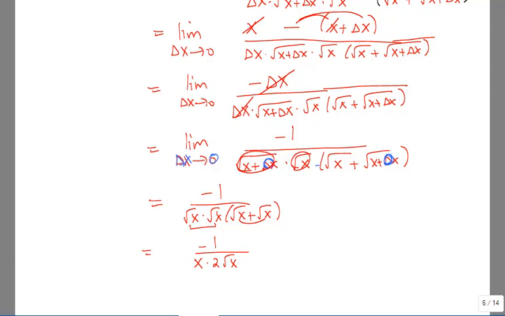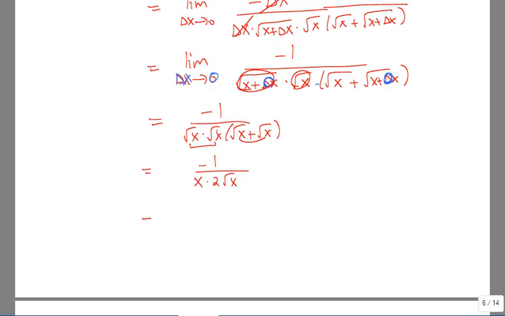And if you just want to make it a tiny bit neater, you don't have to do this, but you could put that 2 out front and make it negative 1 over 2x root x. You could even rationalize that denominator by multiplying the top and the bottom by square root of x. That's totally up to you. So this is what we call our slope function. This is our tangent line slope at any x.